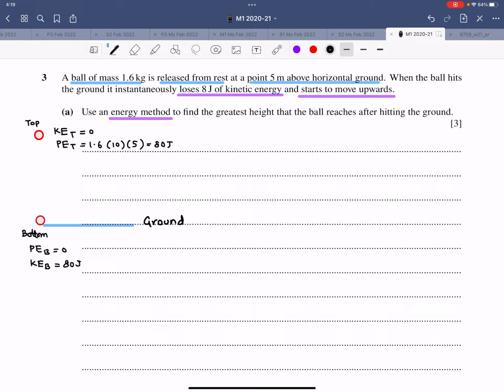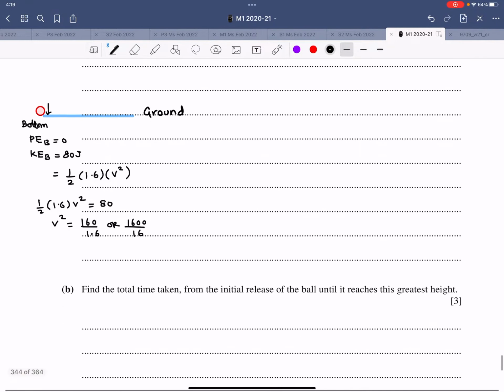And the speed with which it hits the ground, let me also calculate it because I have a feeling I might be needing it later. So half into 1.6 into v square is the kinetic energy, 80. So half into 1.6 into v square equals 80. 2 multiplied by 80 is 160. So v square is 160 divided by 1.6, that becomes 1600 divided by 16. So v square is equal to 100. Therefore, v comes out to be 10 meters per second. This is the speed with which it hits the ground.